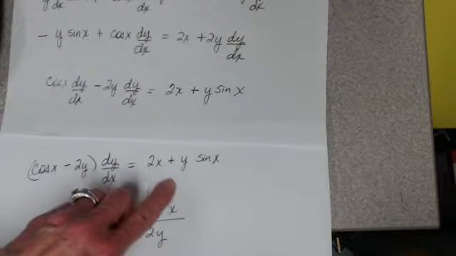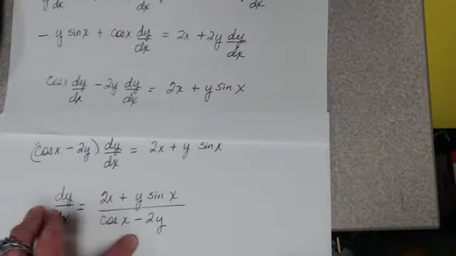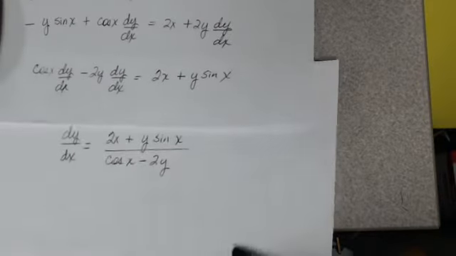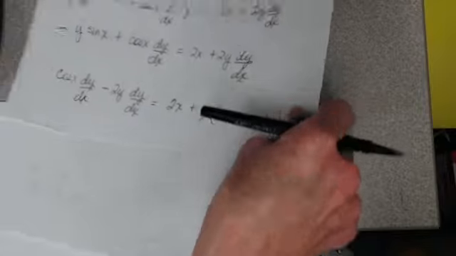It is a common factor from the terms cosine of x dy dx and negative 2y dy dx. So there's the result. That is equal to 2x plus y sine x, and I solve for dy dx by dividing 2x plus y sine of x by the cosine of x minus 2y. So that is my answer to question of the day 8.